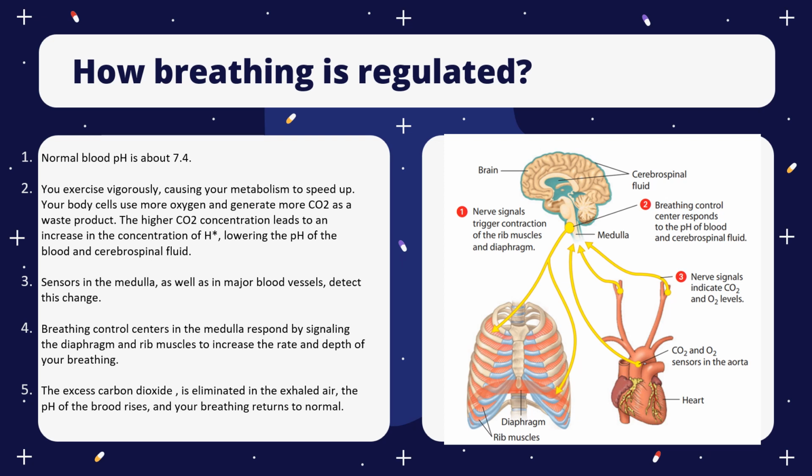The breathing control center responds to the pH of the blood and the cerebrospinal fluid. The medulla oblongata will respond to the pH of the blood and the cerebrospinal fluid, and will send appropriate signals to the diaphragm and rib muscles to increase the rate and depth of ventilation.